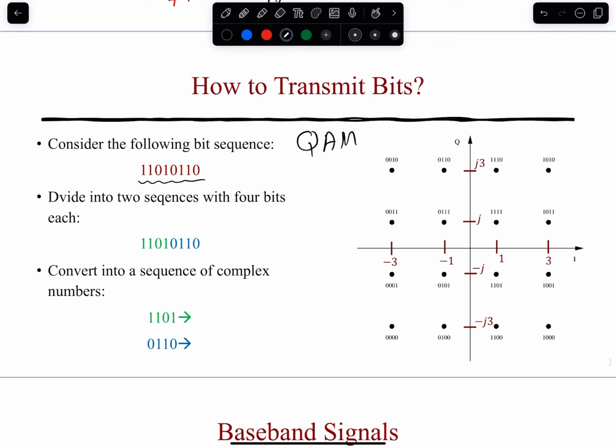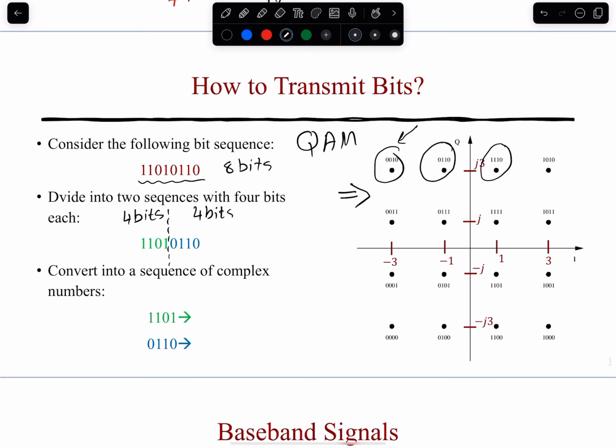But let's assume this mapping from bits to complex numbers is given. Each 4 bits are assigned one complex number in this complex plane. So if we have 8 bits, as we have in this sequence over here, we simply divide them into 2 sequences, and each of these sequences has only 4 bits. Then we do the mapping.